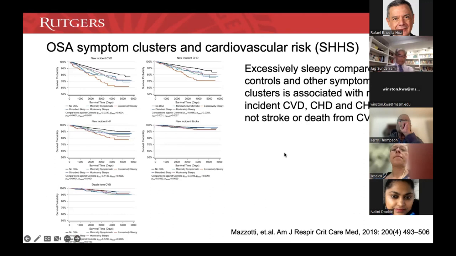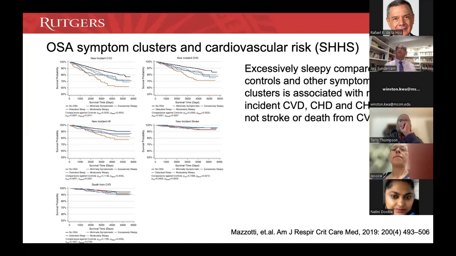So you could also phenotype sleep apnea based on symptoms. There's been a number of studies that hinted that maybe excessive sleepiness is a marker for increased cardiovascular risk. This has been looked at by doing a cluster analysis to look at what are the most likely symptoms that a sleep apnea presents with. Essentially what's been shown is that patients with sleep apnea can have 3 to 4 to 7 symptom clusters.